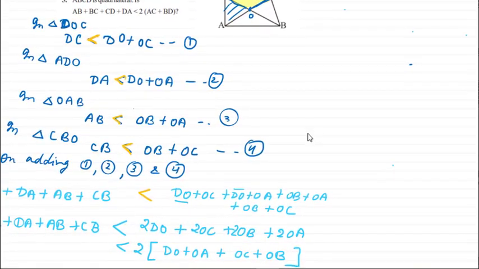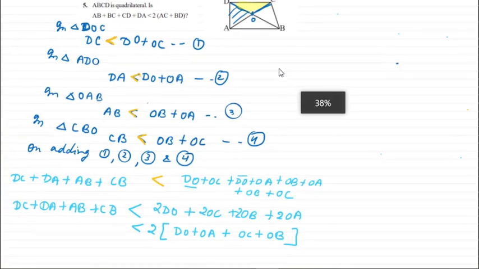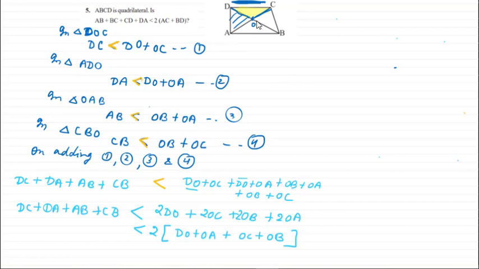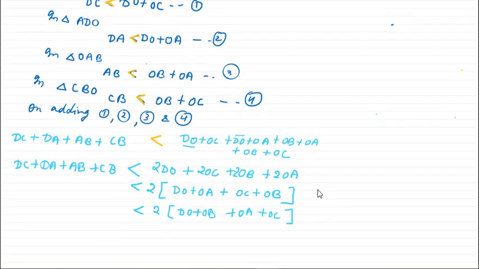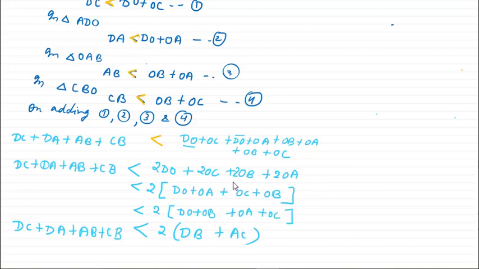Now we'll just see this in our diagram. So here is our triangle. DO plus OB will give you DB, and OA plus OC will give you AC. So here first you can pair it up in this way: DO plus OB I'll pair up, and then OA plus OC I'll pair up. So you know that DO plus OB will give you DB and OA plus OC will give you AC. So this we will write as DB plus AC. Here I can close the bracket. So the left was DC plus DA plus AB plus CB, and that is less than twice of DB plus AC. DB and BD are same, so you can write it as DB as well.